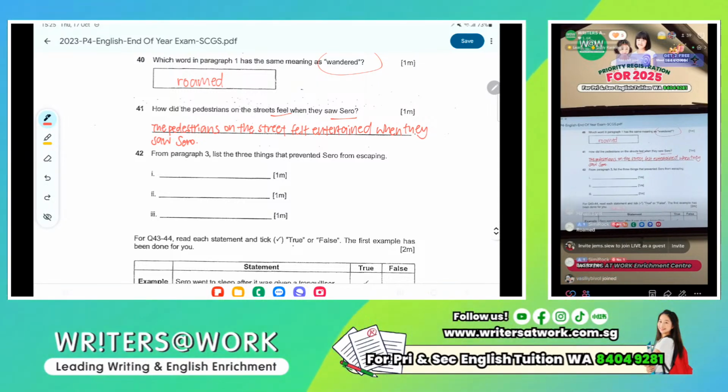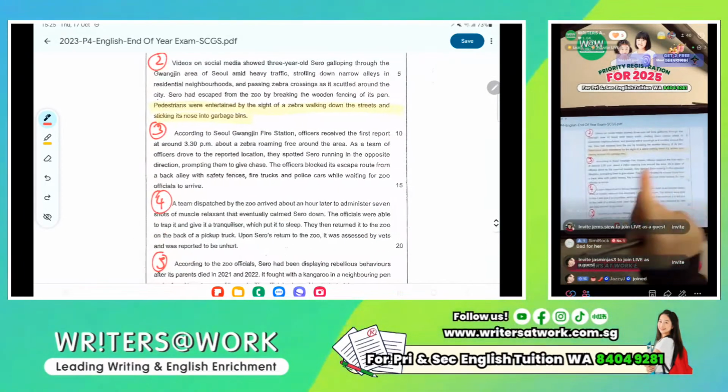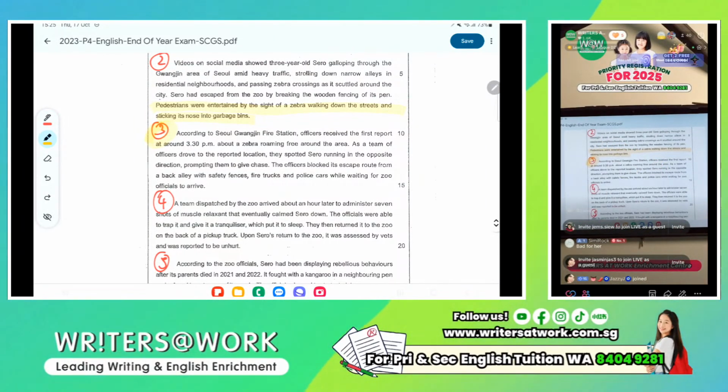Okay, list 3 things that prevented Sarah from escaping in paragraph 3. Okay, paragraph 3. What things prevented Sarah from escaping? Over here look at paragraph 3. What prevented Sarah from escaping? There are 3 things to list. So there are a few things that you can say. What is it? Okay, what would it be?